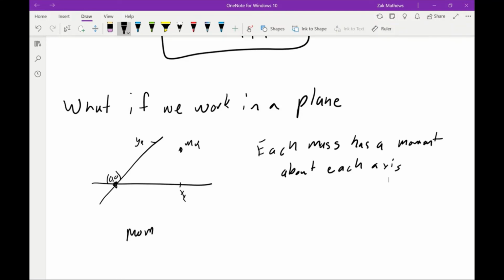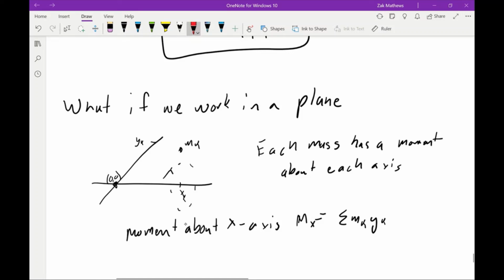The moment about the x-axis, Mx, is equal to the sum of the masses times the y's. Now you might be saying, well, why the y's? Think the x is twisting about that y. And so if we're thinking about the moment about the x, how we're twisting around the x-axis, how we're looping this axis right here, we're thinking about how far away from the x-axis are we, how far up or down, what are the y values there?